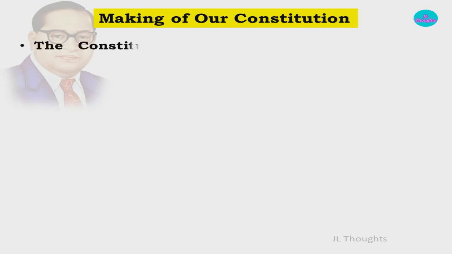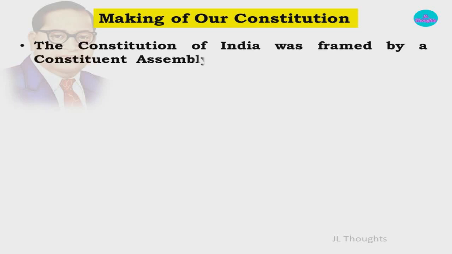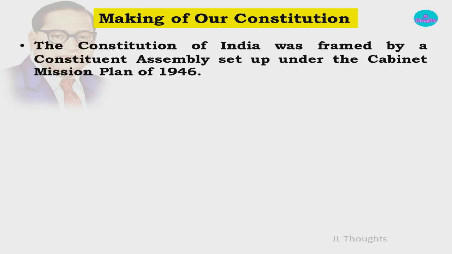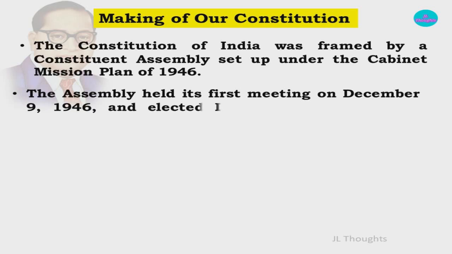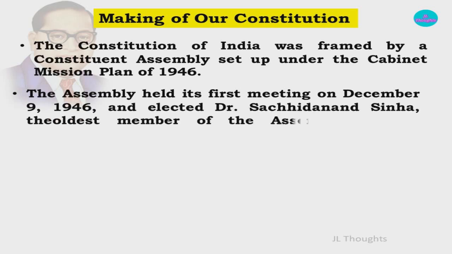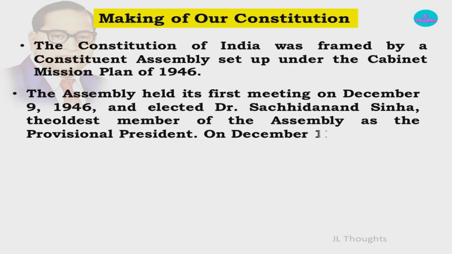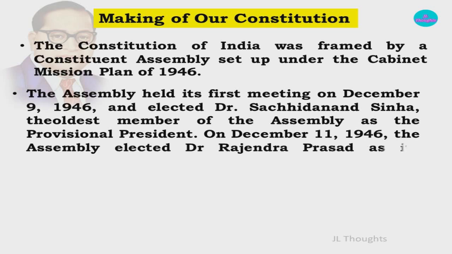Making of our Constitution. The Constitution of India was framed by the Constituent Assembly set up under the Cabinet Mission Plan of 1946. The Assembly held its first meeting on December 9, 1946, and elected Dr. Sachidanand Sinha, the oldest member of the Assembly, as the Provisional President. On December 11, 1946, the Assembly elected Dr. Rajendra Prasad as its permanent chairman.